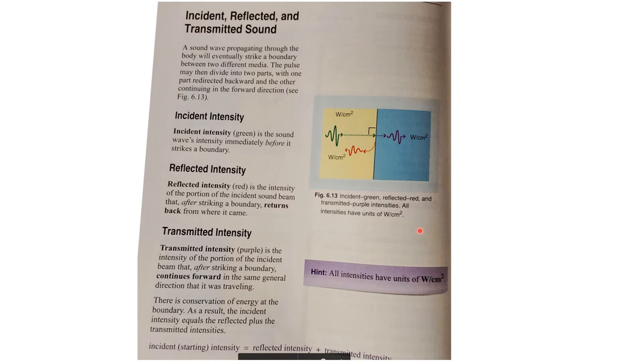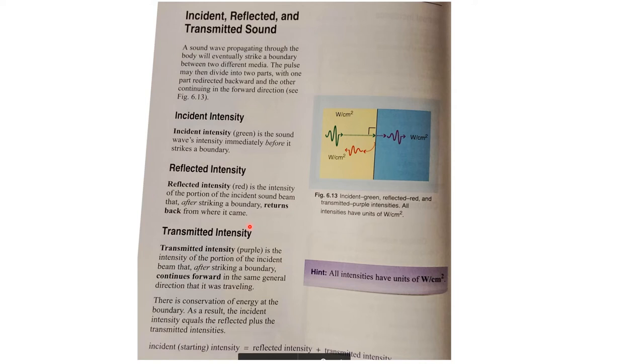We continue our discussion of incident, reflected, and transmitted sound. So you see it comes in, some of it is reflected, and some of it continues. So we will talk about a term that we have not yet talked about. It's called incident intensity. We've talked about what intensity is, though, and that's the green that's shown here.